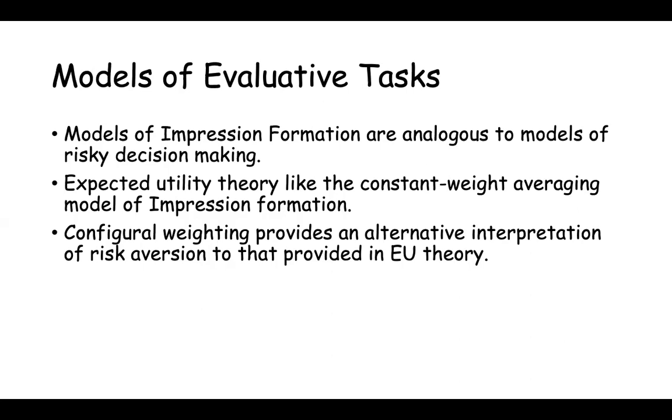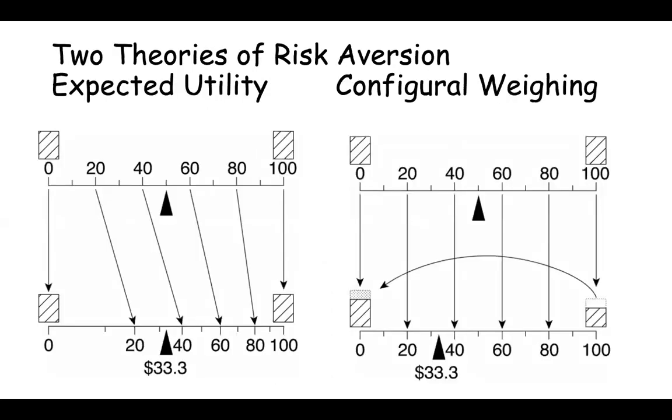Now, models of evaluative judgment, like how much would you like somebody, are analogous to models of how much you'd like gambles. So people are sort of gambles because you don't know what they're going to do at any given time. And gambles are like lotteries that have certain probabilities to win different amounts. And these amounts are analogous to the adjectives.